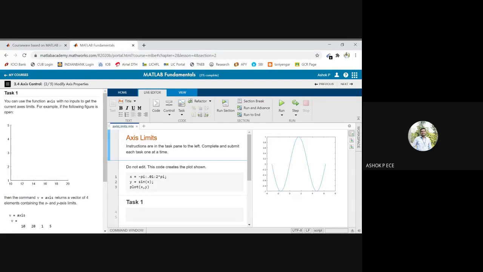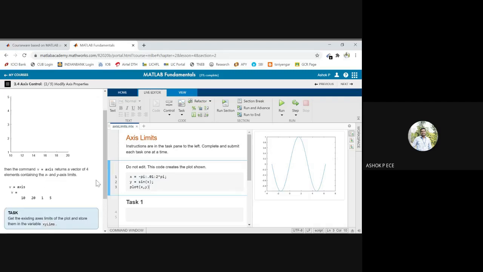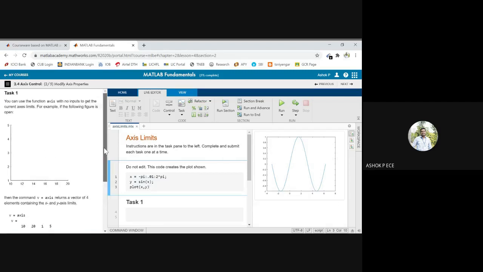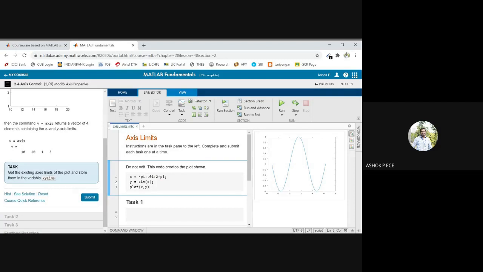See here, you can use the function axis with no inputs to get the current axis limits. So you have a code here, the sine wave code. X is varying from minus pi to 2 pi, and y is going to be sine of x. And I have plotted x and y, and I have shown. So now what they are asking is, you explicitly get the x-axis and y-axis limits and store them in the variable xlims.